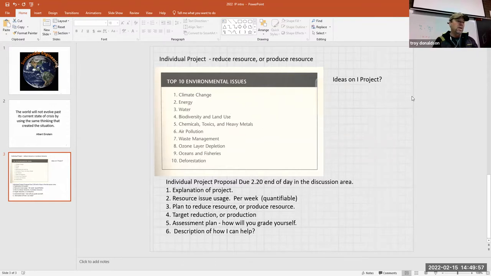Okay. And then I do want you to have some kind of assessment plan. This doesn't have to be in the proposal, but it does have to be within a couple of weeks, how you're going to assess what you're doing. Like, you're going to grade yourself. How are you going to do that? I'm going to grade you also, so I can tell you how I'm going to do that.